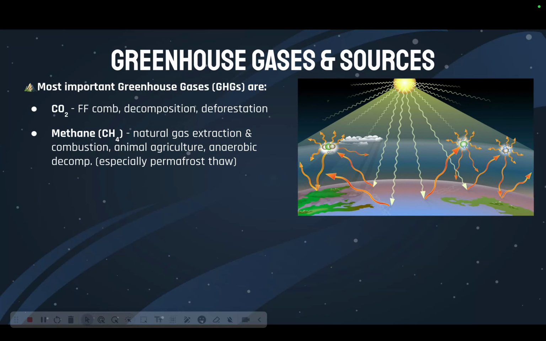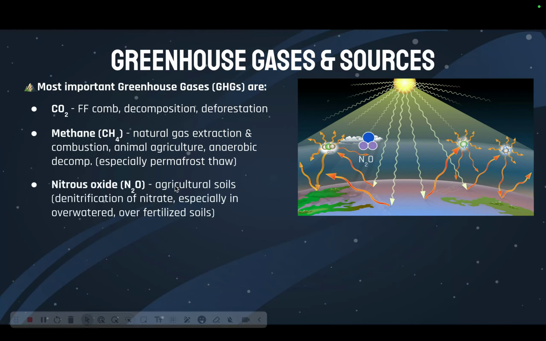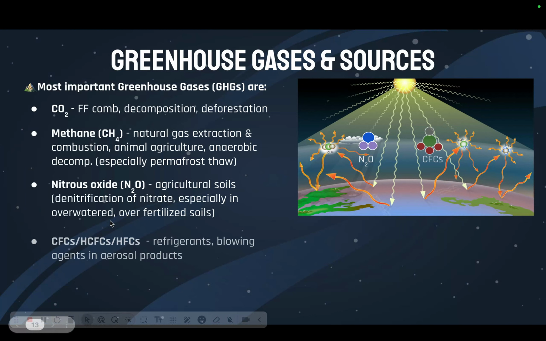Anaerobic decomposition occurs with bacteria and different organisms that are decomposers, and this especially happens when permafrost thaws. A lot of methane is given off. Nitrous oxide, so those NOx that we talk about, is another important greenhouse gas. That comes from agricultural soils by the denitrification of nitrates, especially if crops or soils are being overwatered. Also, it is given off by over-fertilized soils and by burning fossil fuels.